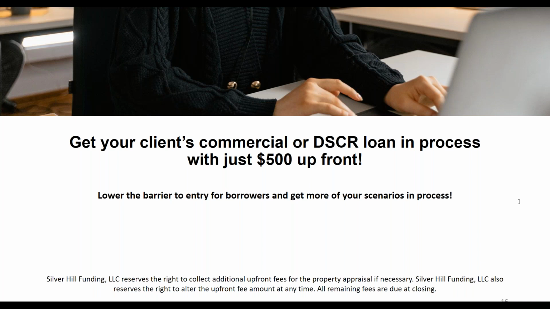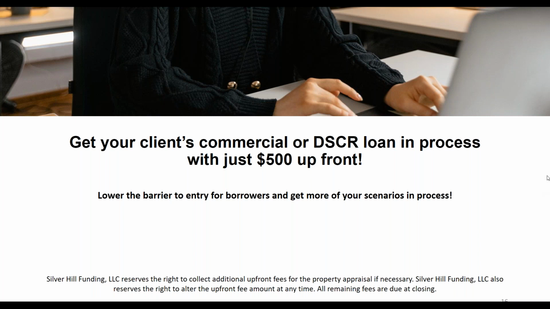This is not an independent fee. This is a deposit that goes towards costs at closing. So one of the things that we will not do is say, pay for the appraisal and then your deal's in process. We'll say, give us a $500 deposit and your deal could be in process. And at closing, we reconcile the fees using that $500 as a credit.